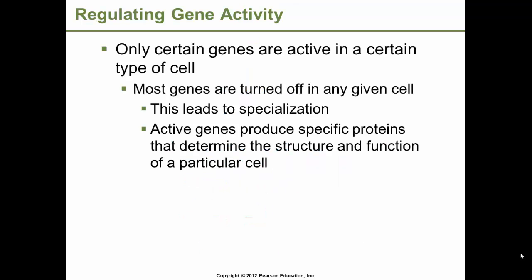Only certain genes are active in a certain type of cell. Most genes are turned off in any given cell, and this leads to specialization. Active genes produce specific proteins that determine the structure and function of a particular cell. Every nucleated cell in the human body, except gametes, the egg and the sperm, contains a complete set of identical genetic instructions for making every structure and performing every function in the body.